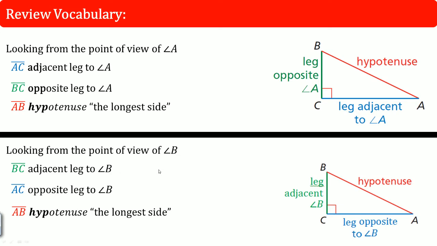So we saw that your adjacent and your opposite will change depending on what angle you're looking for. If you're looking from angle A, the adjacent is going to be the blue line here. But if you're looking at it from angle B's point of view, the green line would be your adjacent leg. So please understand that your adjacent and your opposite legs will vary depending on the point of view of your angle.